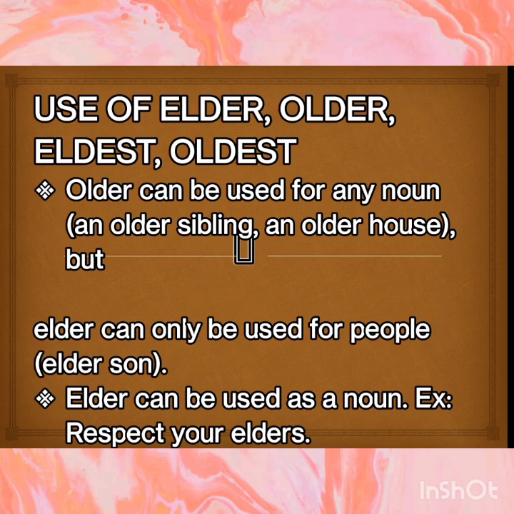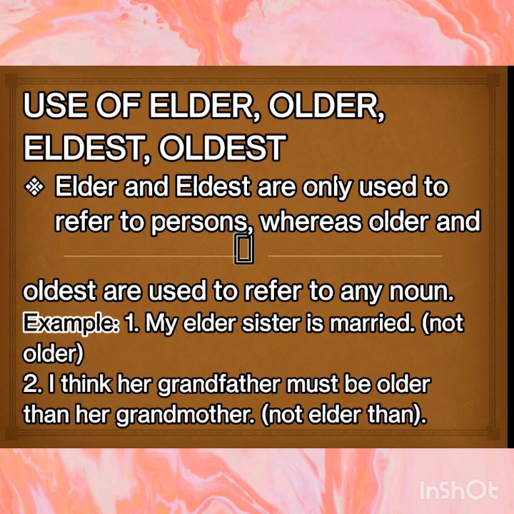Use of elder, older, eldest, oldest. Older can be used for any noun. An older sibling, an older house, but elder can only be used for people like elder son. Elder can be used as a noun. Example, respect your elders. Elder and eldest are only used to refer to persons, whereas older and oldest are used to refer to any noun. My elder sister is married, not older. I think my grandfather must be older than her grandmother, not elder than. This is the oldest temple. Here, we are using oldest with temple, and temple is a noun.